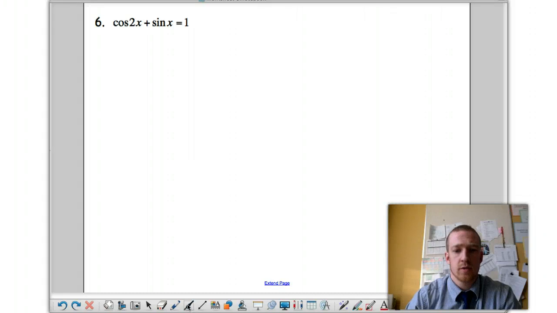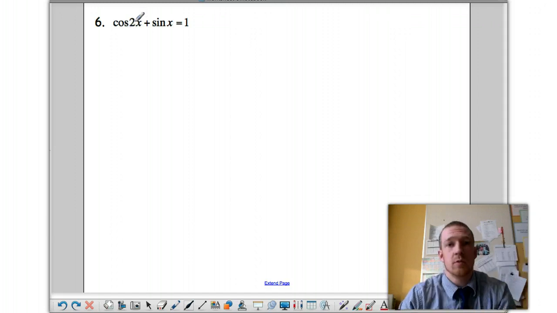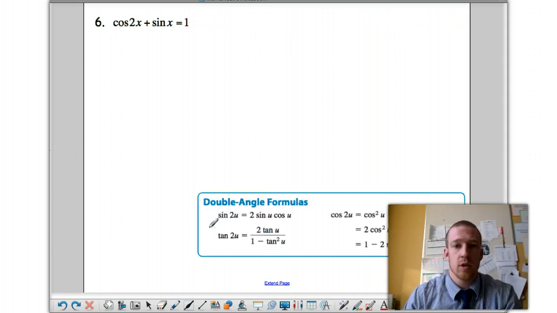Alright, so what we're going to do with this one is we have a cosine and a sine. That doesn't work for us. If it was a cosine squared, we could do a Pythagorean substitution, but we can't. So what we're going to do is look at our double angle formulas.